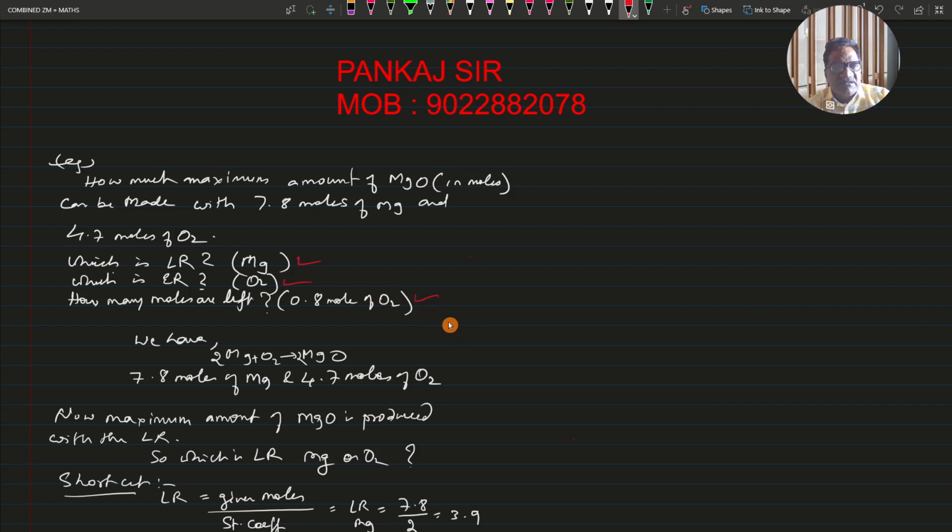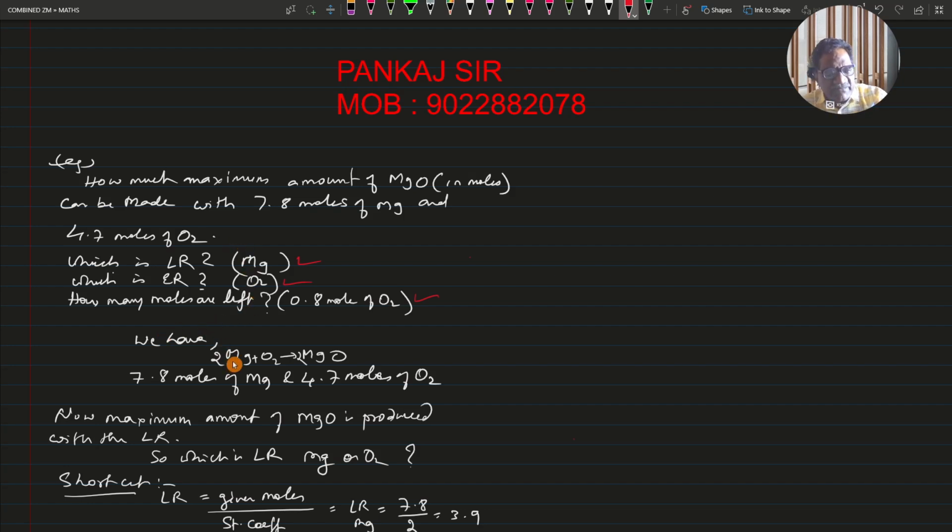The concept of the limiting reactant has already been discussed in the previous video, and if one has not seen that video, please go to that video. It will help you a lot. So now this question asks for the maximum amount of magnesium oxide that can be obtained when 7.8 moles of magnesium and 4.7 moles of oxygen are made to react with each other.